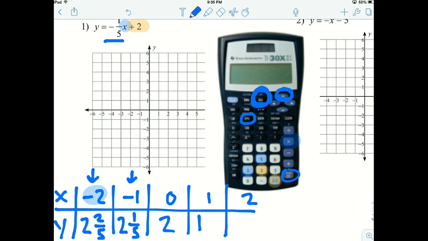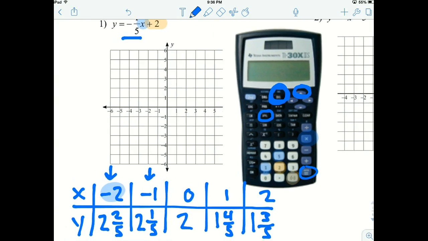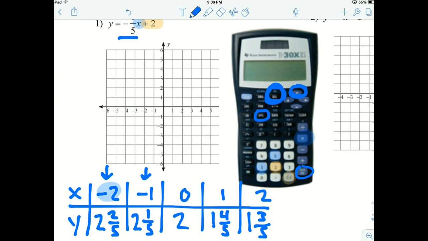You will get 1 4/5 for the x value of 1. And when you change that 1 to a 2, you hit up again and change it to a 2, you're going to get 1 3/5. Now you want to take this table and you want to use it to graph, to draw your graph.